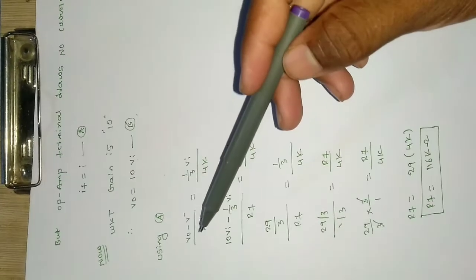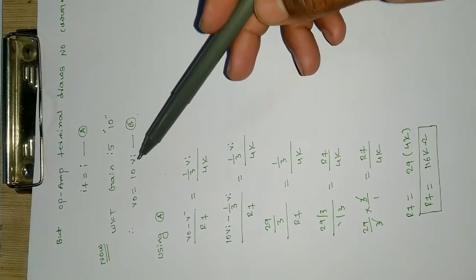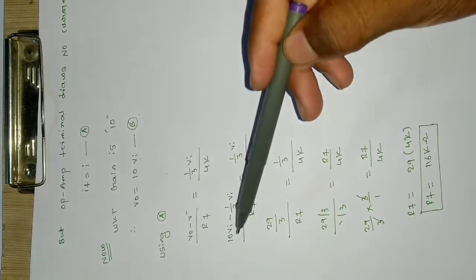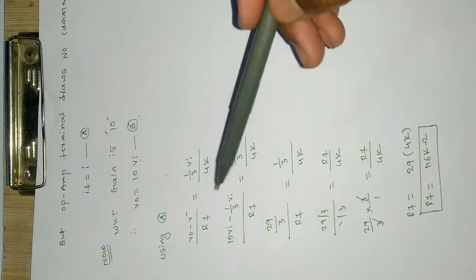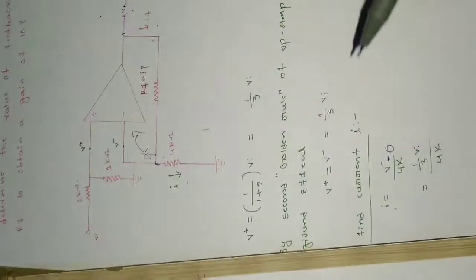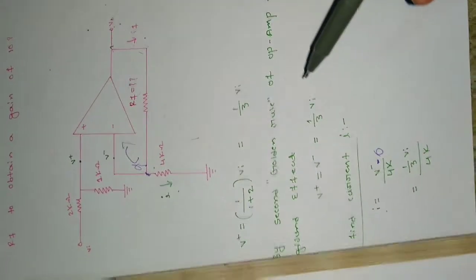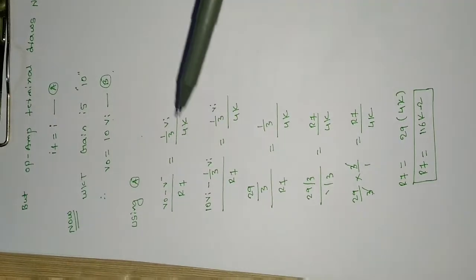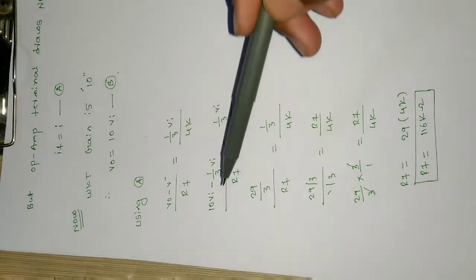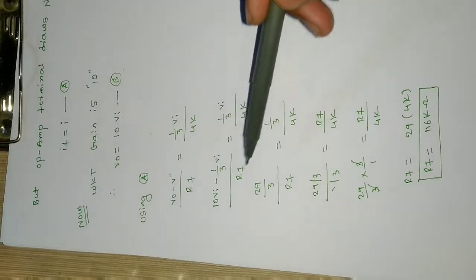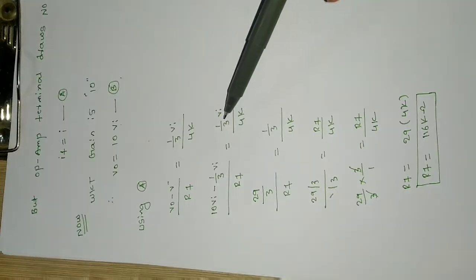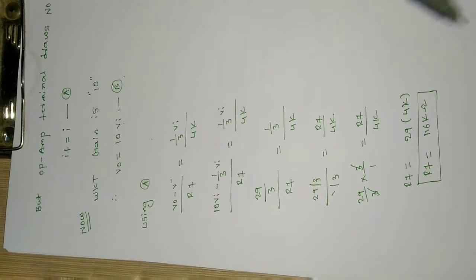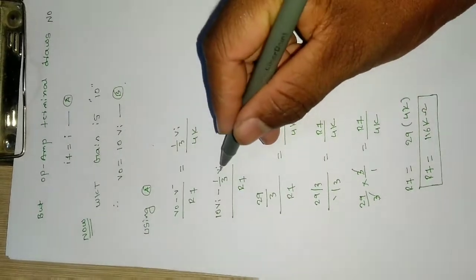Okay, so V0 is equal to 10 Vi. Just substitute this here. So V0 is 10 Vi and V minus is 1 by 3 Vi. I have already found V minus equal to 1 by 3 Vi. So just substitute for V0 and V minus, then solve for RF. So 10 Vi minus 1 by 3 Vi. Take Vi common, and here also take Vi common. Then these Vi's will cancel.